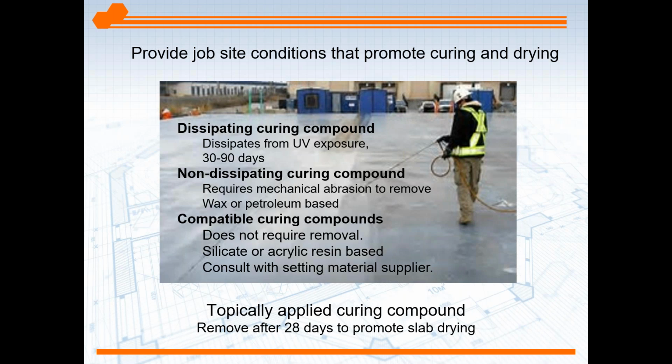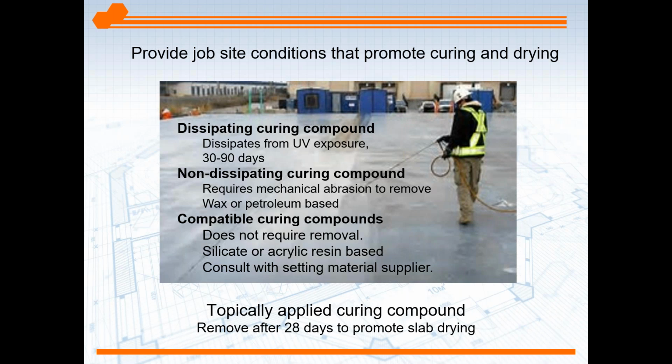There are different types of curing compounds. There are dissipating ones that require exposure to sunlight over a period of time. If this is being used, one needs to verify that the curing compound has indeed dissipated. Any remnants of the film on the surface can be a bond breaker. There are non-dissipating curing compounds. These definitely have to be removed, and you're talking mechanical abrasion, mechanical means to remove it.